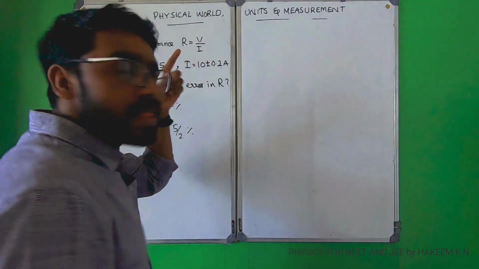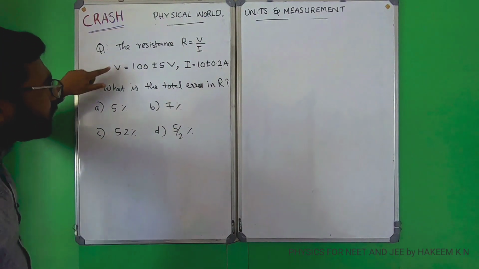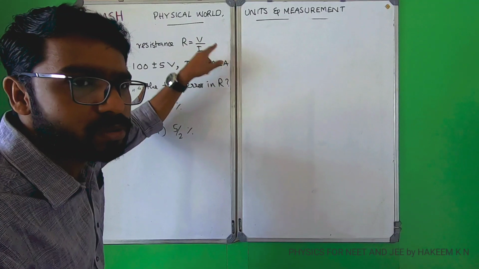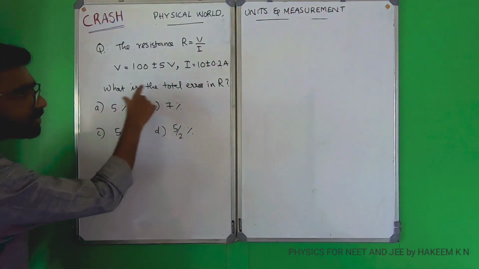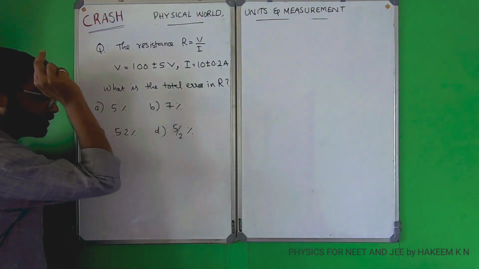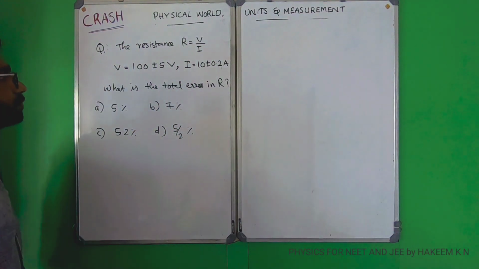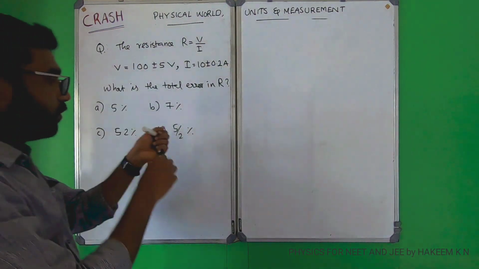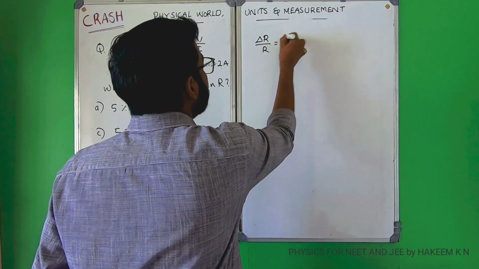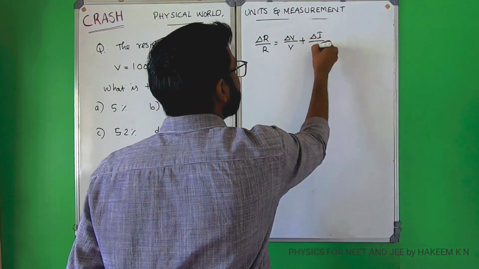Question: the resistance R equal to V by I, where V is voltage is 100 plus or minus 5 volt, current I is 10 plus or minus 0.2 ampere. What is the total error in R? Options are 5%, 7%, 5.2%, 5 by 2%. How to calculate? R equal to V by I. So delta R by R equal to delta V by V plus delta I by I.